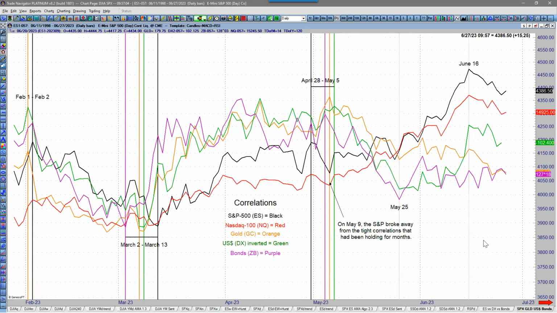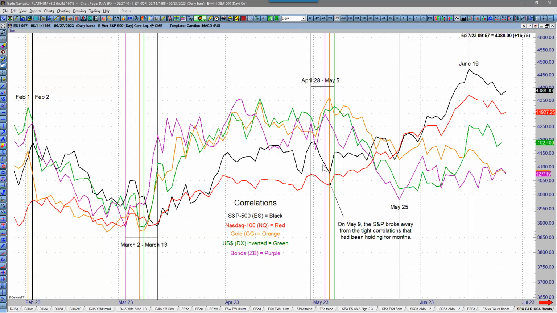The other item that I wanted to show is some extreme odd behavior that we've seen recently in the markets. This shows in black the S&P, in red the NASDAQ, in orange gold, green is the inverted US dollar index, and purple is bonds. And you can see the very tight correlations that have been underway for going back quite some number of quarters. And all of those correlations were working fine until about May 9.